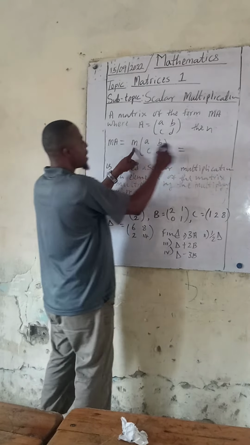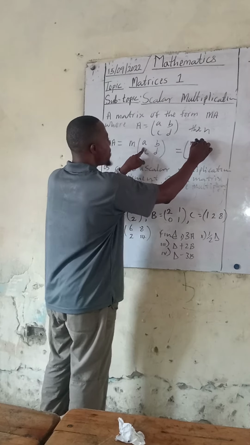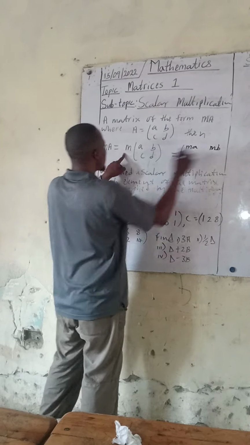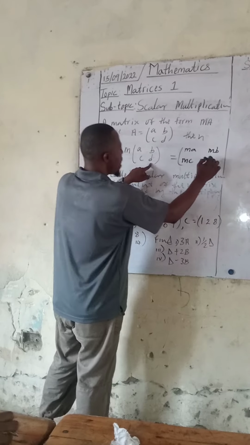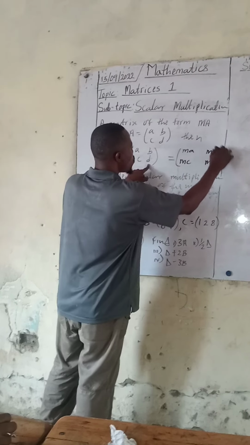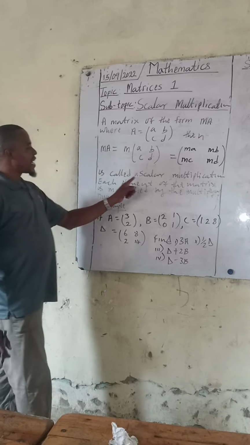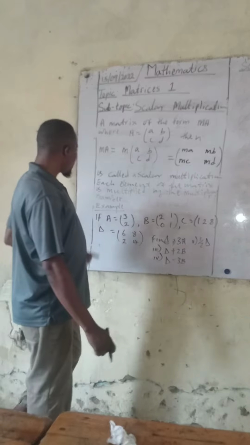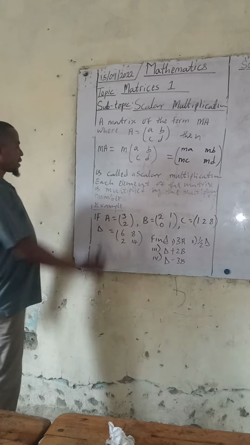Now M times A equals MA, M times B equals MB, M times C equals MC, M times D equals MD. So when you have it like this, it's called a scalar multiplication. Each element of the matrix is multiplied by the multiplying number.